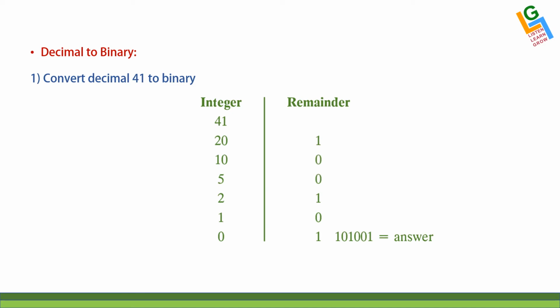Decimal to binary conversion. Convert decimal 41 to binary. Integer 41 is to be divided by 2. We get 20 as quotient and 1 as remainder. It is to be repeated until we get 0 as quotient. Take the remainder in the reverse order. That's our answer. We converted 41 decimal to 101001 as binary.